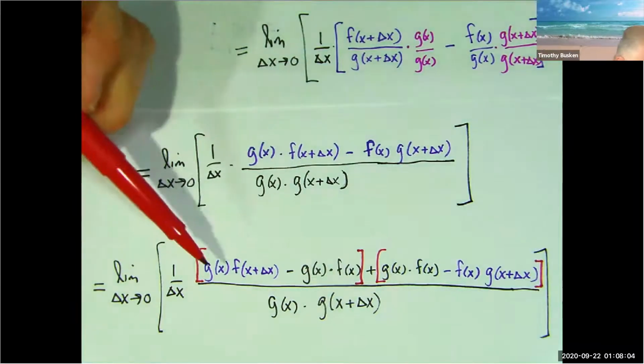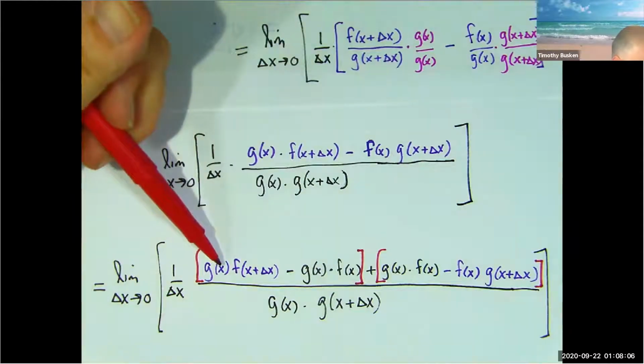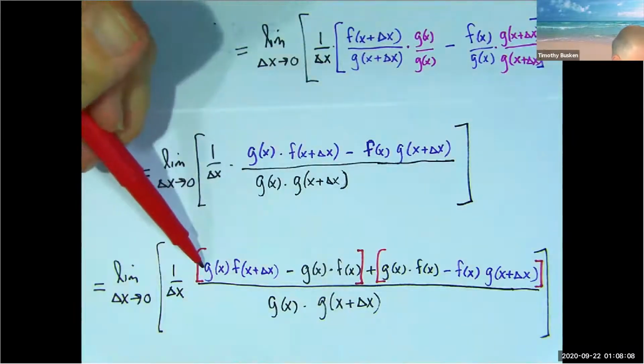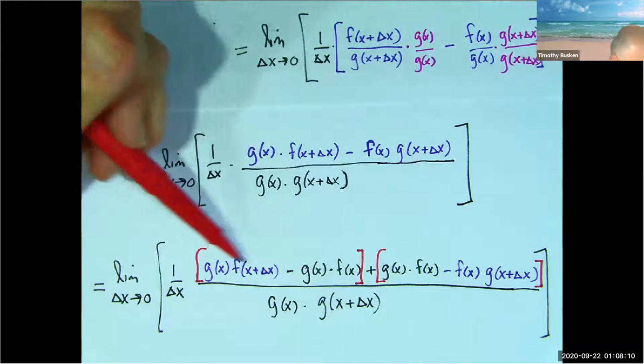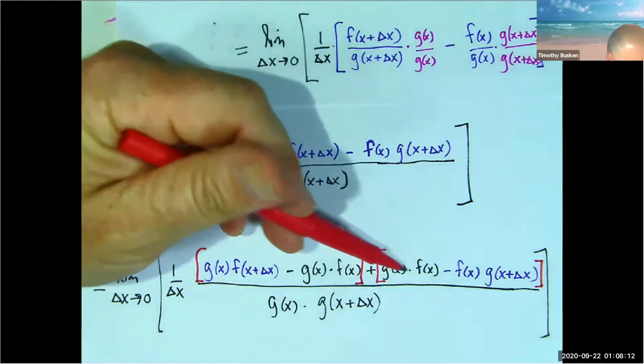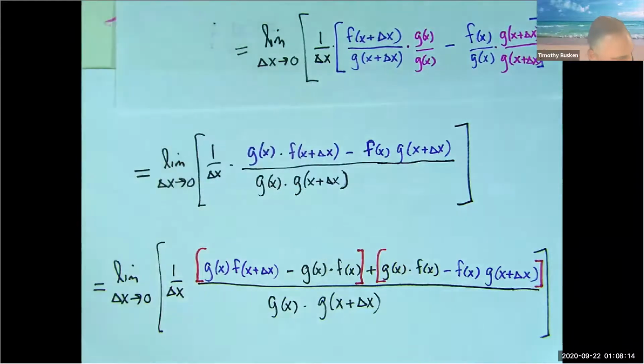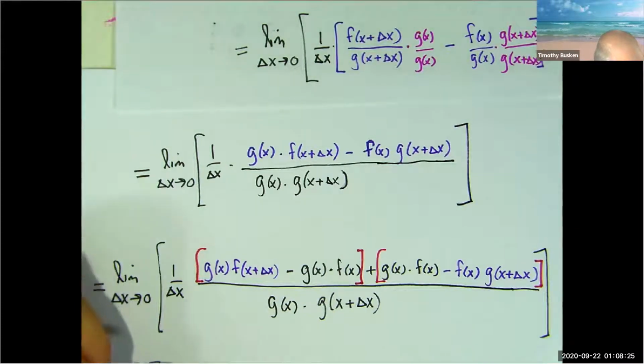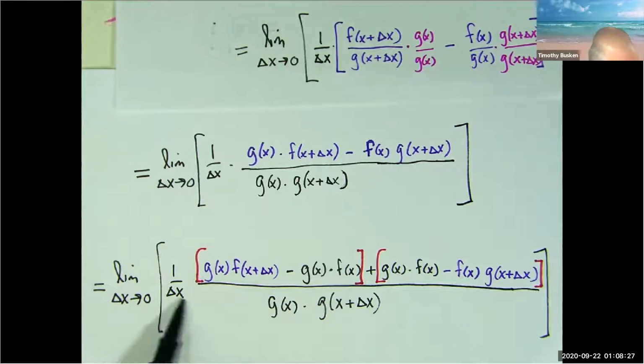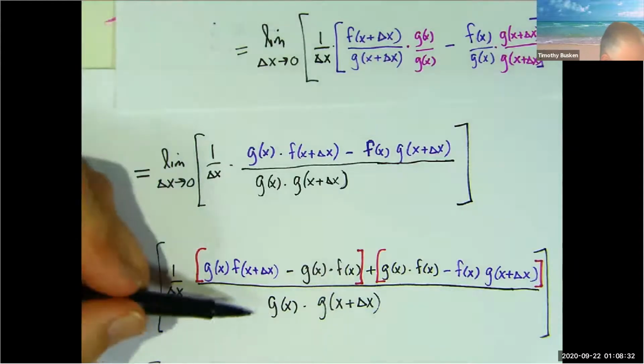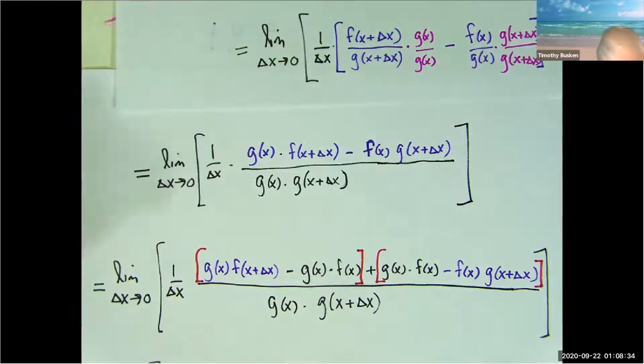And the reason I'm going to do that is in the first set of brackets, we can factor out a g of x. And in the second pair of brackets, we can factor out an f of x. So that's the next step, is to group and factor. And I think for simplicity's sake, I'll put the delta x in the denominator. We'll just write one fraction now.